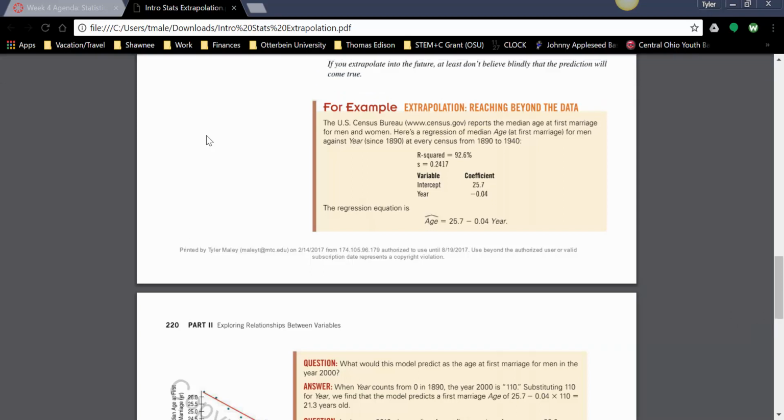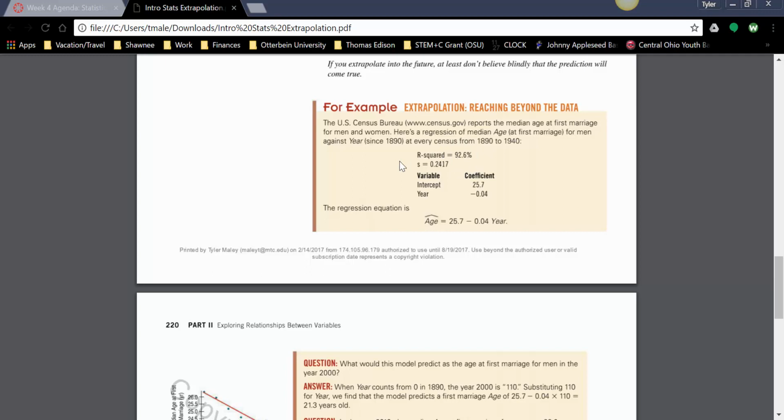So here it says the U.S. Census Bureau reports the median age at first marriage for men and women. So here's a regression of median age at first marriage for men against year since 1890 at every census from 1890 to 1940. We're given the R squared value, so 92.6% of the variation is explained by the model.